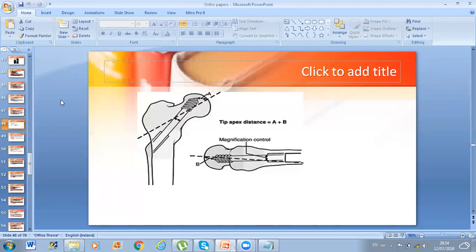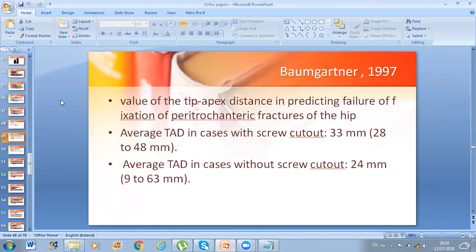In both AP and lateral views, sir. Yeah, but how much should it be? Less than 25 mm. Yes, sir, 25. This was shown by Baumgartner in 1997. He said the value of the tip apex index is in predicting failure of fixation of peritrochanteric fracture of hip. Average TAD in cases with screw cutout was 33 mm. Average TAD in cases without screw cutout was 24 mm. So he said that below 25 mm, you should aim for this.